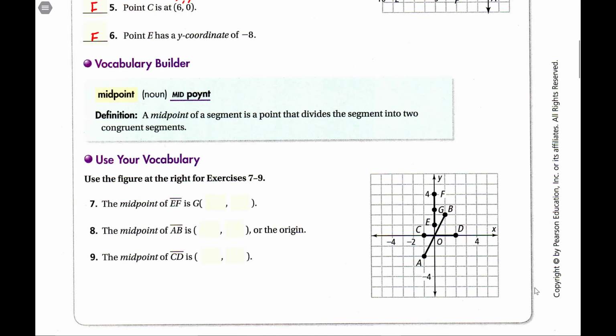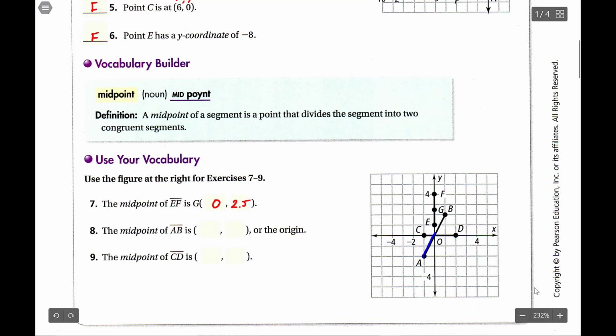Number 7 says the midpoint of EF is G. And the coordinates for G are going to be at, let's see, how do we have this one labeled? So we have 1, 2, 3, 4, and here we have 1, 2, 3. The midpoint of EF is G, and G is at this location right here. So it's at an x-coordinate of 0, and it's halfway between 2 and 3, so we'll say it's (0, 2.5).